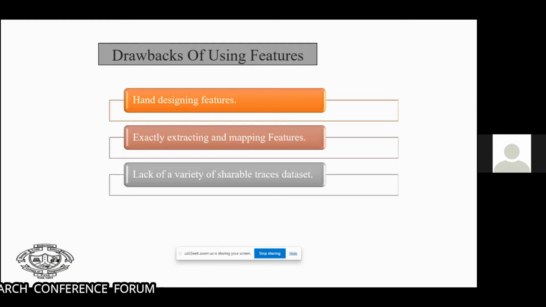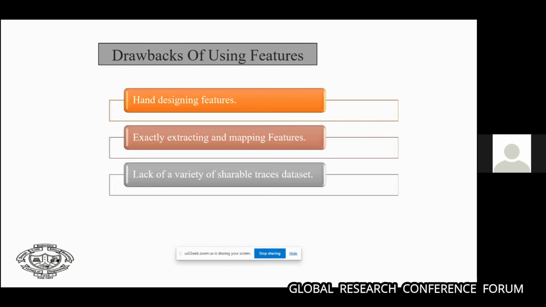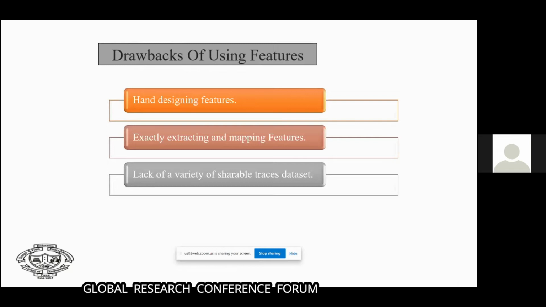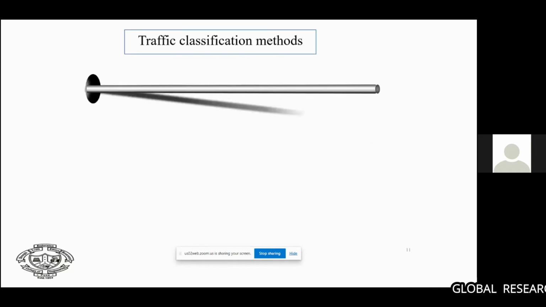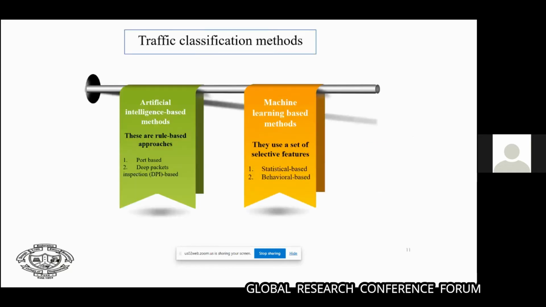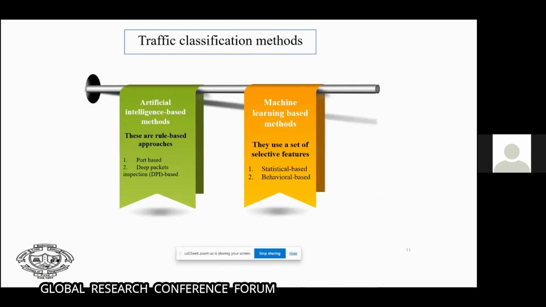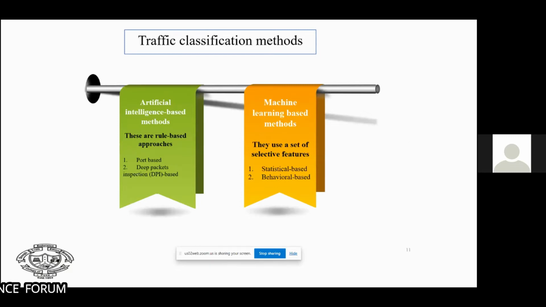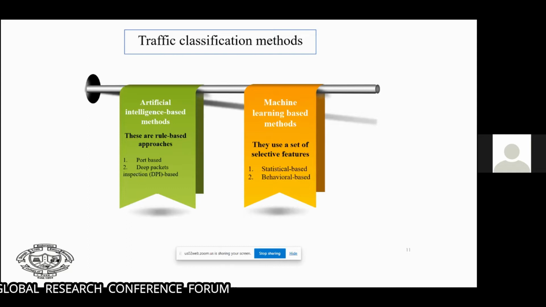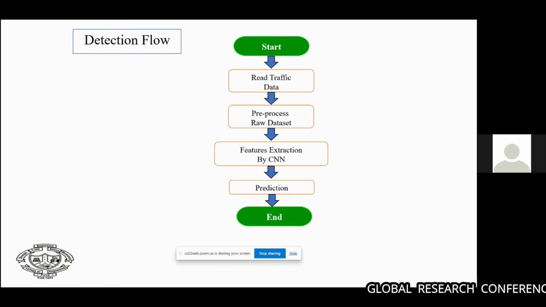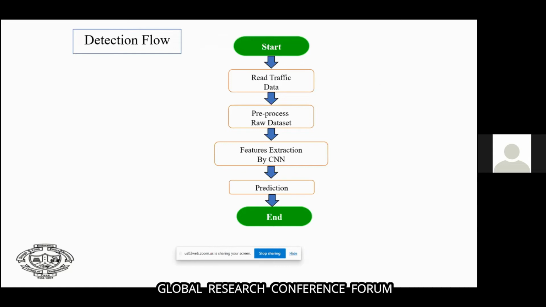But the drawbacks of these two feature types are that we have to hand-design the features. Exactly extracting and mapping features is not possible, and there is a lack of variety and shareability of traces. As I said, the previous rule-based approaches were port-based and packet inspection. In my research work, I have used a statistical and behavioral approach. So this is how the flow of my research goes.